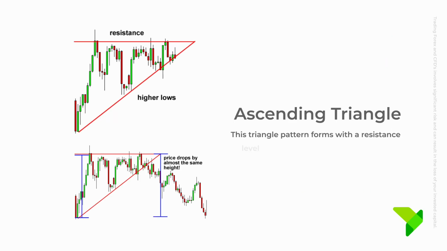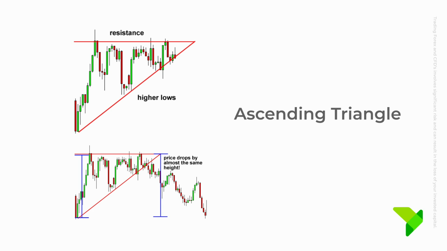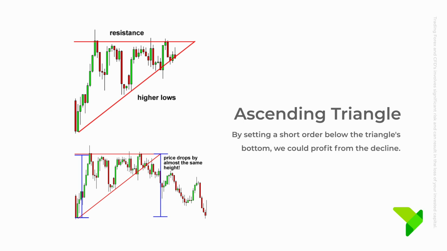This triangle pattern forms with a resistance level and higher lows, where buyers push prices up but can't break the resistance. As a breakout approaches, we place an entry order above the resistance and below the higher lows. After the breakout, the price usually drops about the same distance as the triangle's height. By setting a short order below the triangle's bottom, we could profit from the decline.